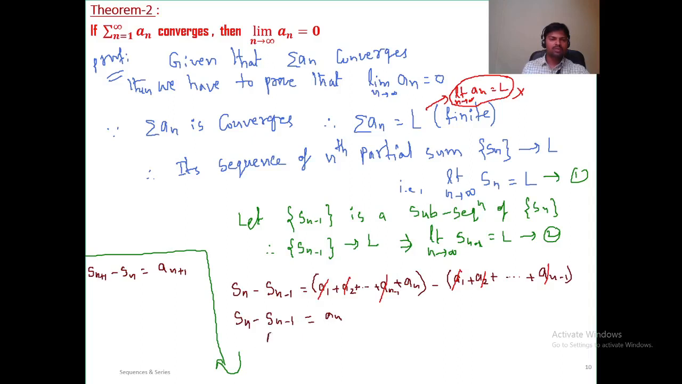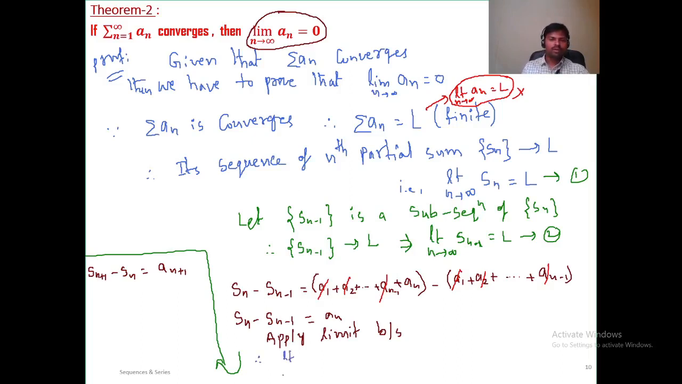Now apply limit on both sides. Why do I need to apply the limit on both sides? Because I need to prove that limit n tends to infinity an is equal to 0. An I already got on the RHS. Next, what I want is limit n tends to infinity. That's why I'm applying limit n tends to infinity on both sides. Then what will we get?